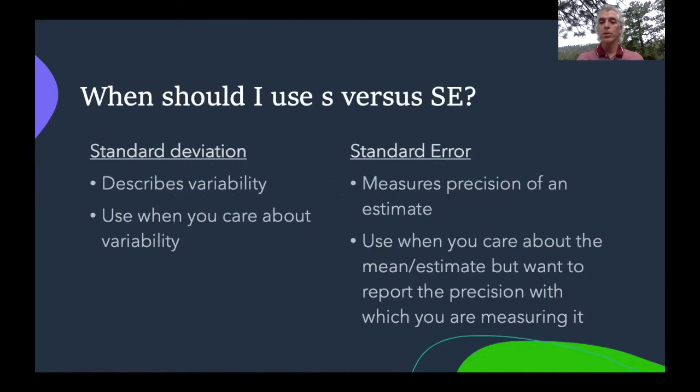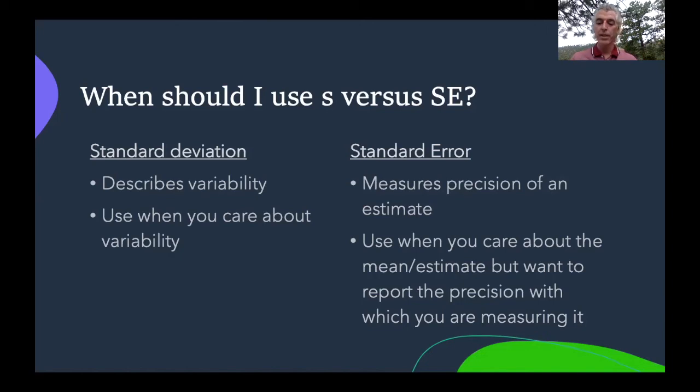So when should I use standard deviation and when should I use standard error? Well, first of all, standard deviation is what provides us with a description of variability, either within our particular sample or in our population. So if you care about variability, then report standard deviation. The standard error of the mean, on the other hand, gives us a measure of the precision of our estimate. We have an estimate of a mean. How precise an estimate is that? How confident are we in that estimate? So when you care about the mean value and its precision, then use the standard error of the mean rather than the standard deviation.